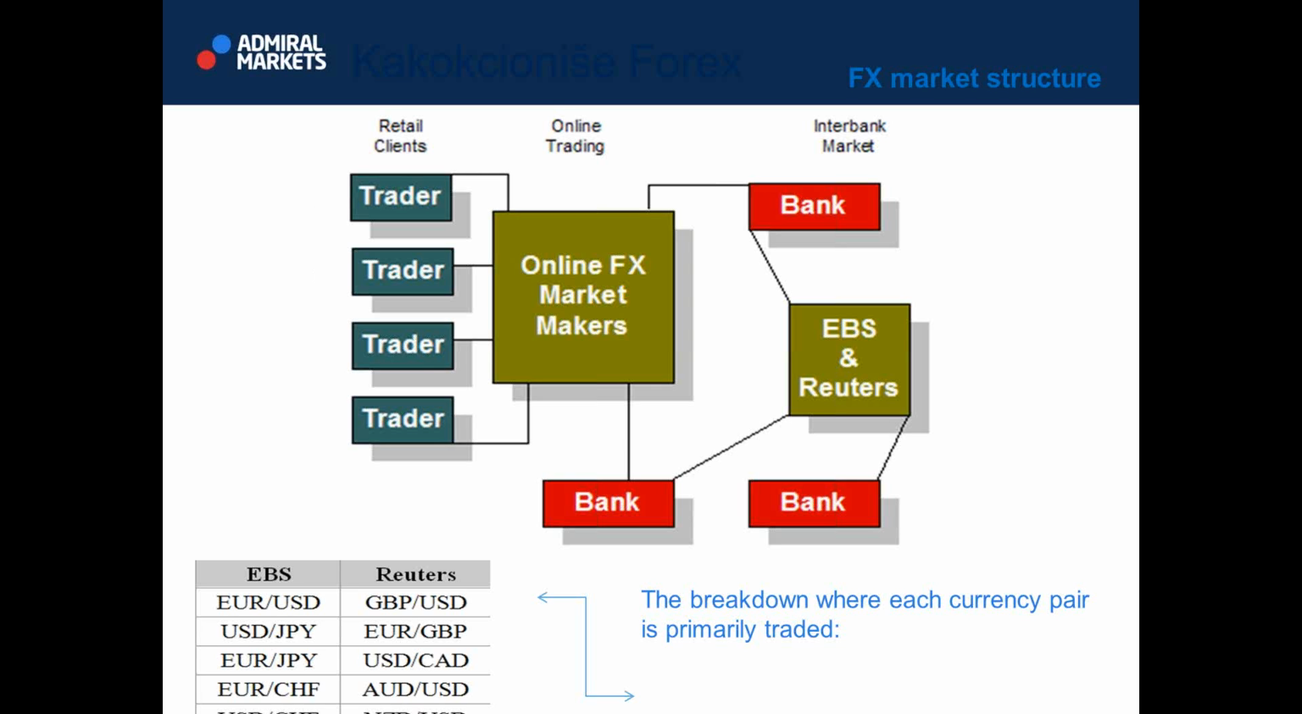Now, the bigger the banks, the more credit relationships they can have, and the better pricing access there will be. Both EBS and the Reuters Dealing system offer trading in the major currency pairs, but certain currency pairs are more liquid and traded more frequently on one or the other platform. This is the breakdown of where each currency pair is primarily traded. On EBS: euro dollar, dollar yen, euro Swiss, dollar Swiss. On Reuters: cable, euro GBP, dollar CAD, Australian dollar, and New Zealand dollar.